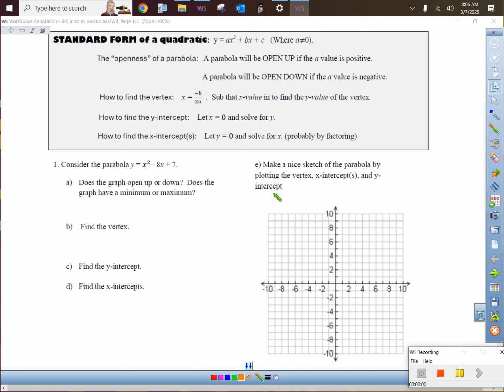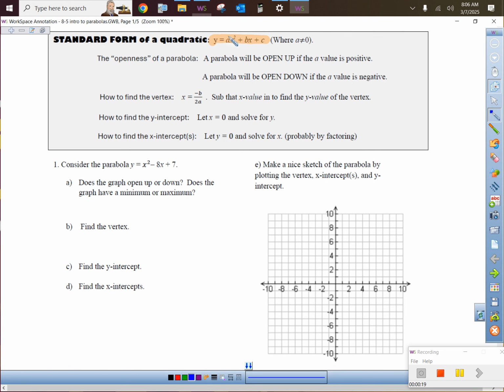All right, an introduction to parabolas today. A parabola is the shape that the graph makes when you graph a quadratic equation, and there are different forms of a quadratic. The one that we're going to deal with is called standard form, ax squared plus bx plus c, and a can't equal 0.